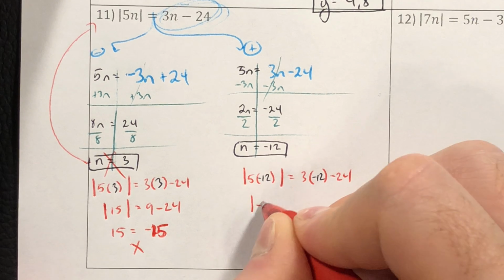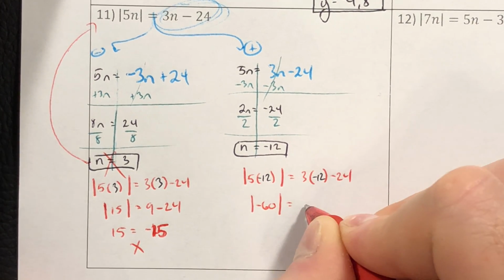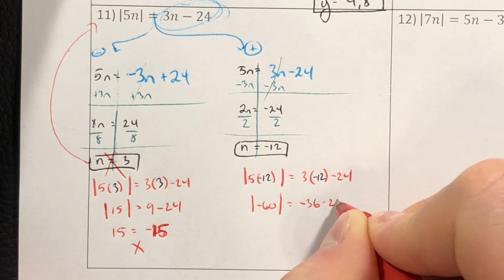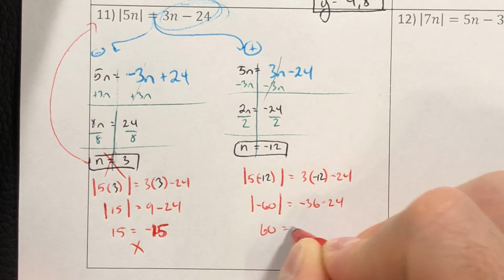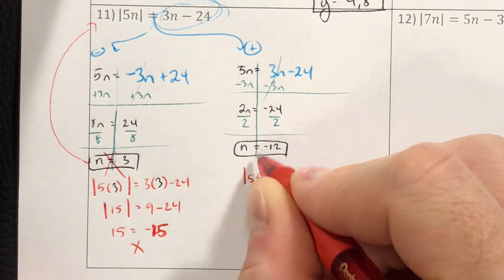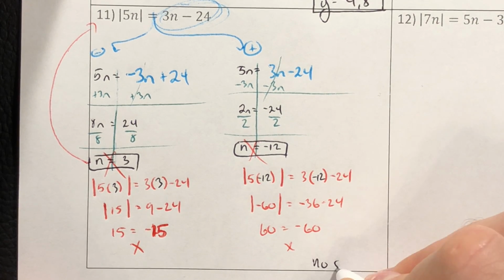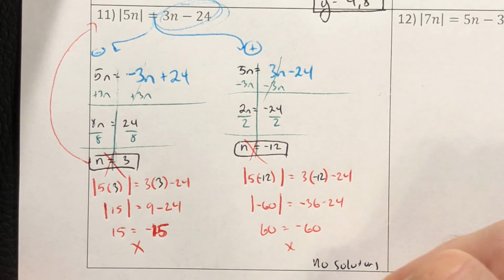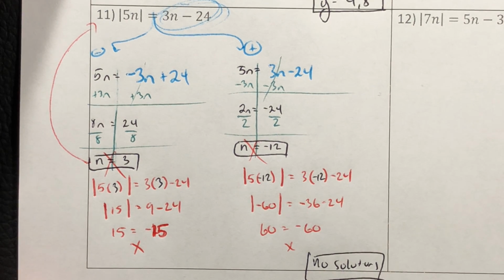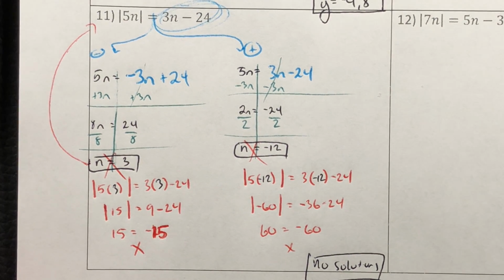Over here, I get the absolute value of negative 60. Let's see, that's negative 36 minus 24. That's a positive 60 equals a negative 60. That's also not true, which means that for this problem, I get no solutions. Perfect. Okay. And that is how we do extraneous solutions. There you go.